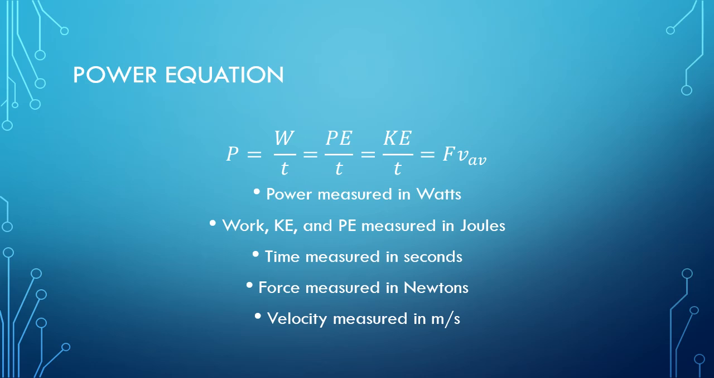Work, kinetic, and potential energy are all measured in joules since they are all forms of energy. Time needs to be in seconds when put in these equations. If we're using this last equation here, P is equal to F times V average, F is a force, and the force needs to be in newtons. V average means average velocity, and velocity for all of our physics problems needs to be in meters per second.